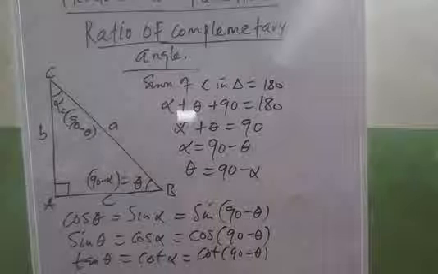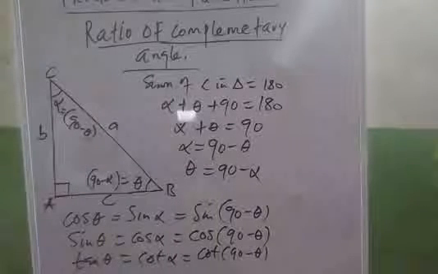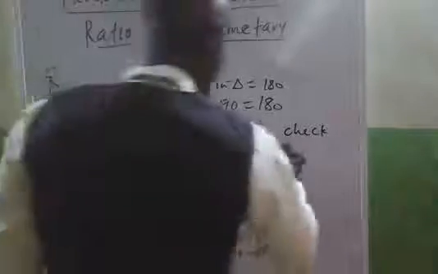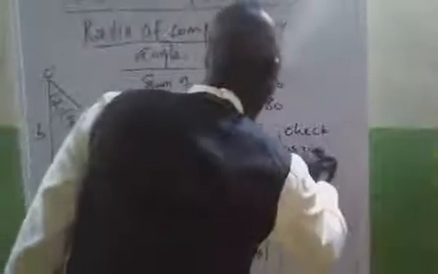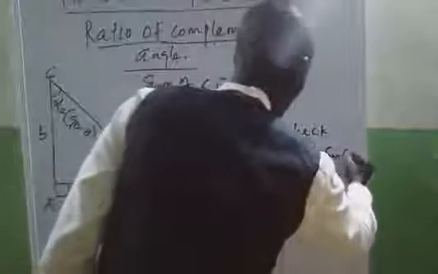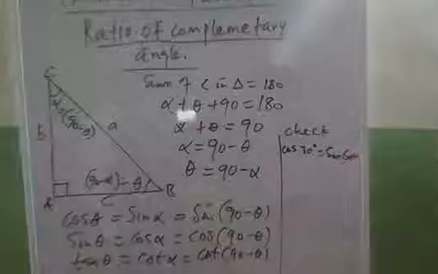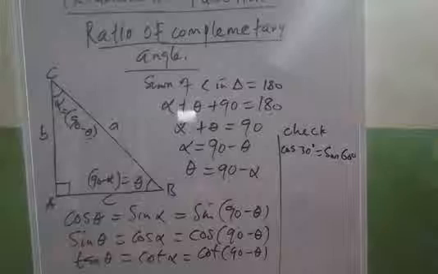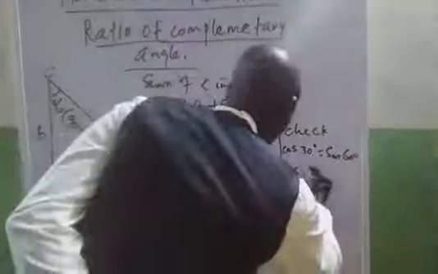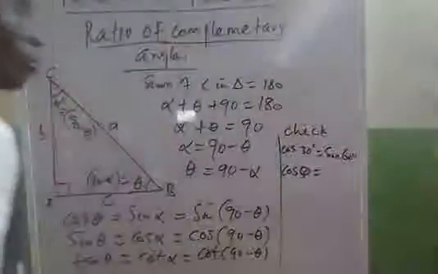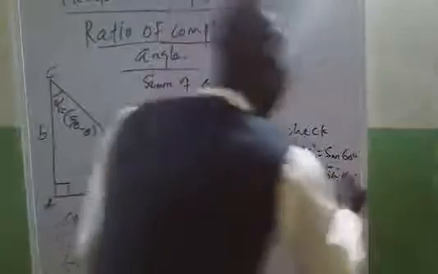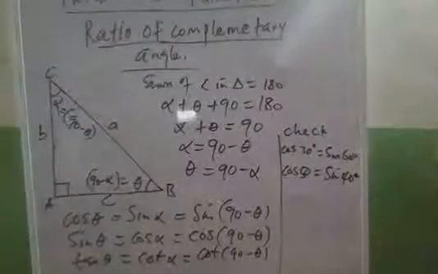Now you can check with your four-figure table or your calculator. You will observe that your cos 30 degrees is the same thing as sine 60 degrees, because 90 minus 30 is going to give you 60 degrees. So your cos 50 will also give you sine, what? 40 degrees. You can check this with your four-figure table or calculator.